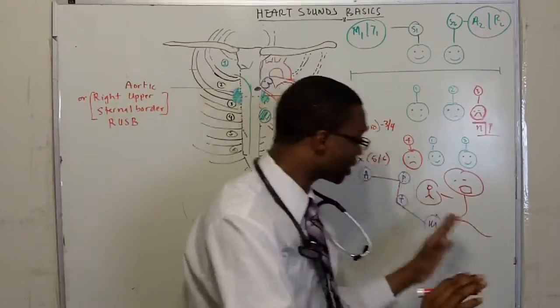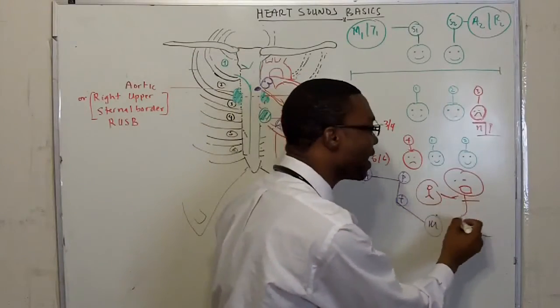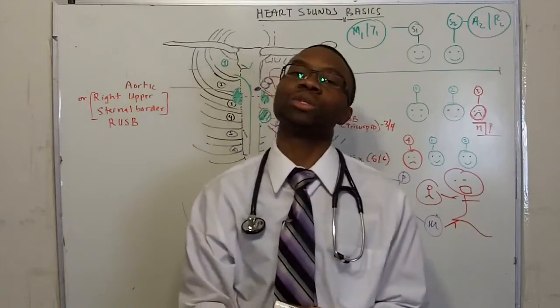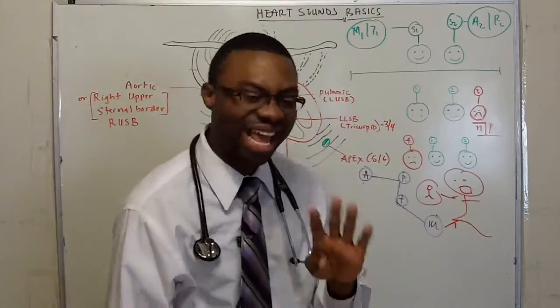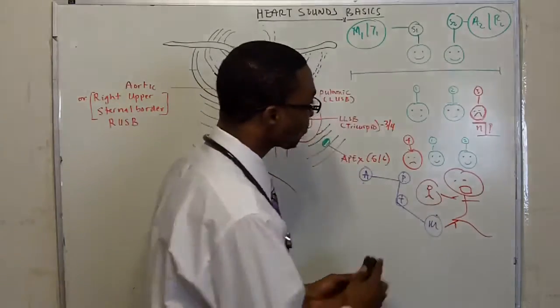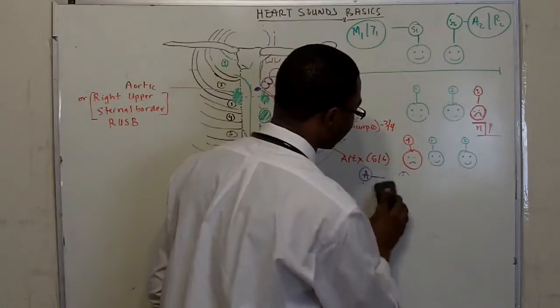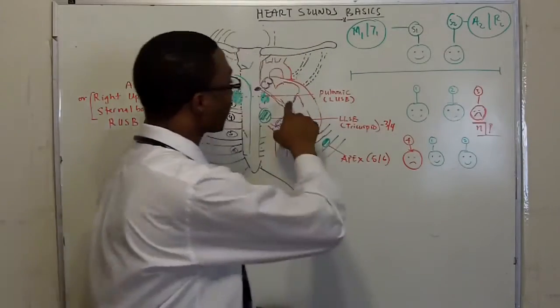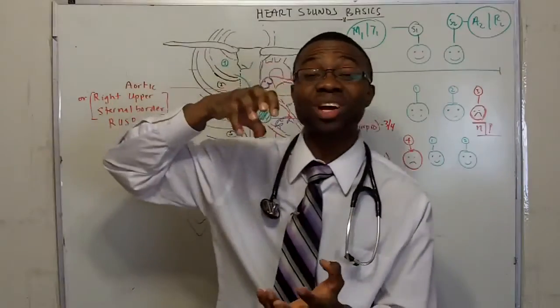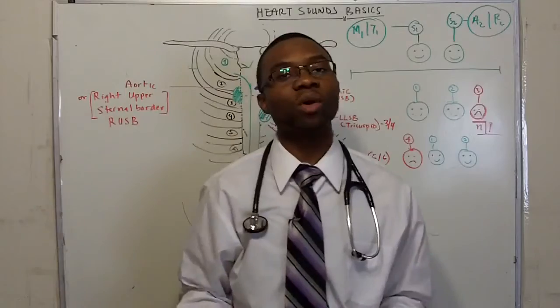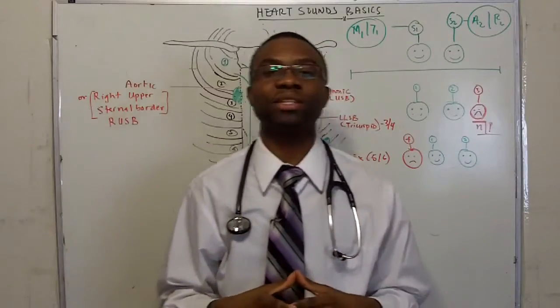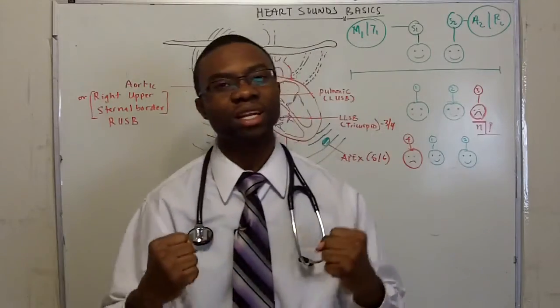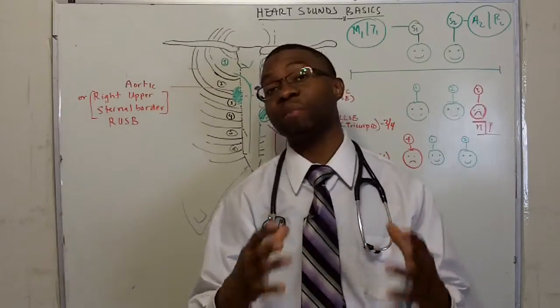Push! And he's trying to push. This tiny little kid is trying to push this guy. He's like, oh my, what are you thinking? Yeah, that's what happens when you have an S4. An S4 is an atrium trying to contract against what? A non-compliant ventricle, a stiffened left ventricle, usually left ventricular hypertrophy.